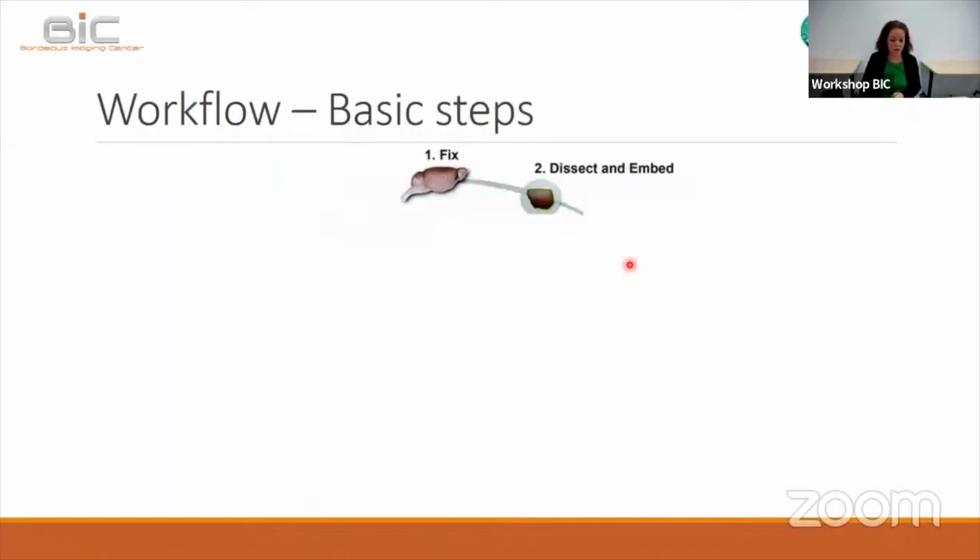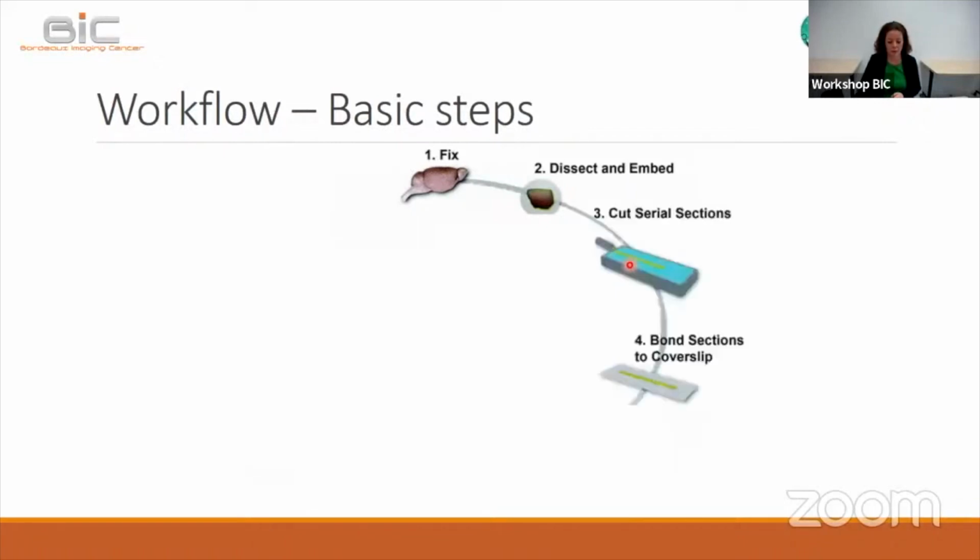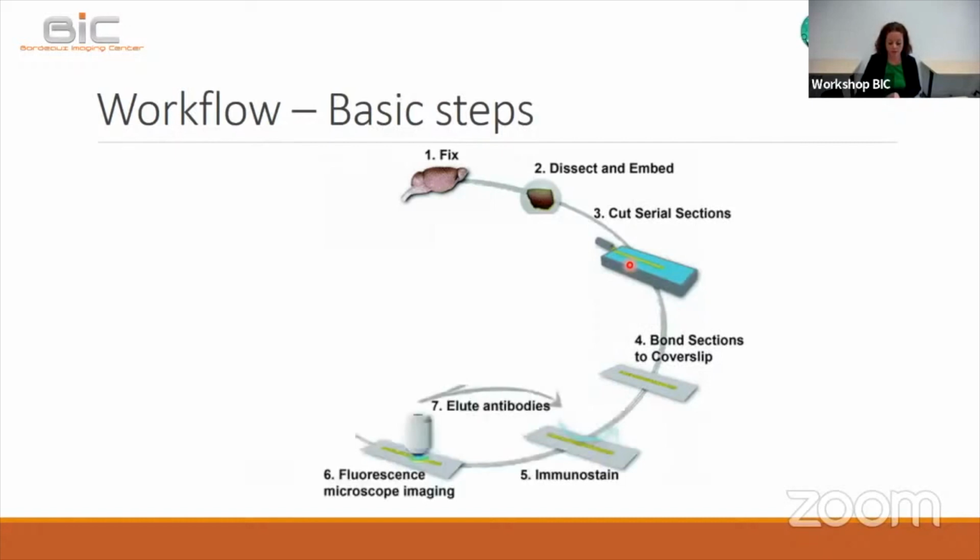Just a quick review of the workflow. So the basic step is that you are doing a fixation and then an embedding of the sample. I will detail all the steps after. Then you do serial sectioning that you put on coverslips to do immunolabeling, observe in fluorescence the different sections with immunolabeling, so the different fluorochromes that you need. With this technique, you can elute antibody after to do other labeling, so you can do a lot of different targeting of protein or region of interest.